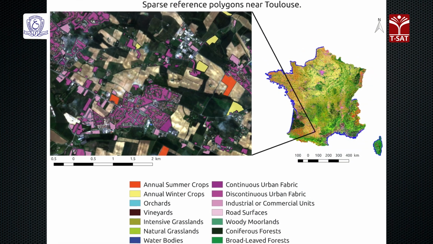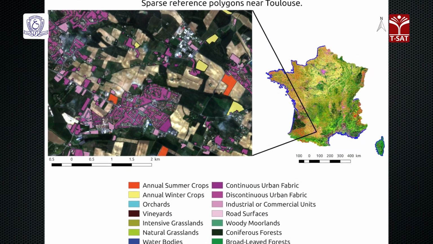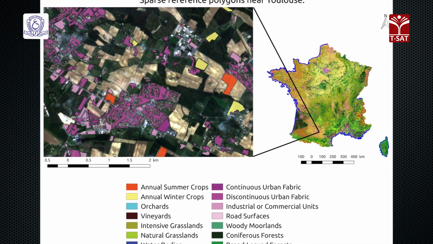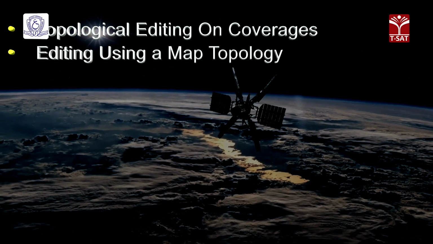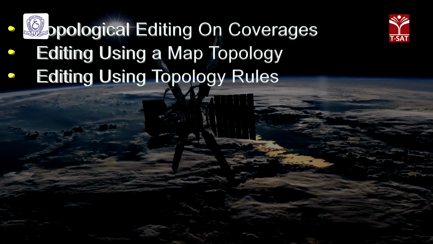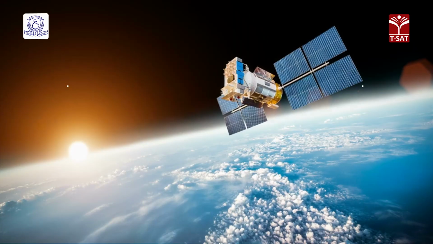Commercial GIS packages have similar capabilities in fixing topological errors with geometric features. Using ArcGIS as an example, we can group topological editing tools into three general categories: topological editing on coverages, editing using map topology, and editing using topology rules.